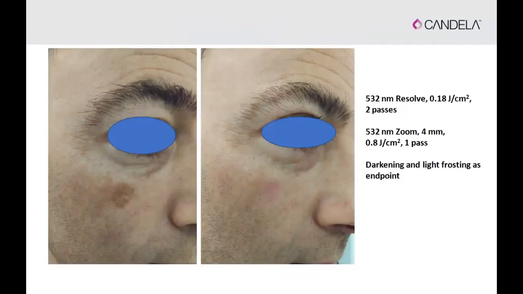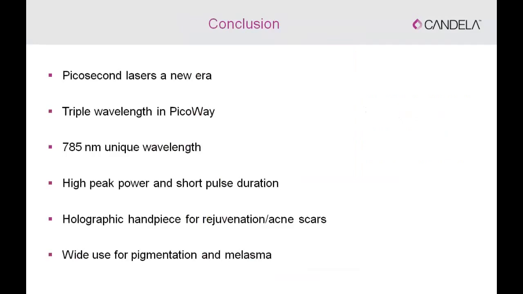You can just use the zoom handpiece with a 3 or 4 millimeter spot with fluences up to a joule, single pass. Just look for the clinical endpoint. If you don't see that, you can incrementally increase fluence. But in this case, for this area on the mid cheek, I also did a treatment with the 532 Resolve, and that's what I mean with field treatment.